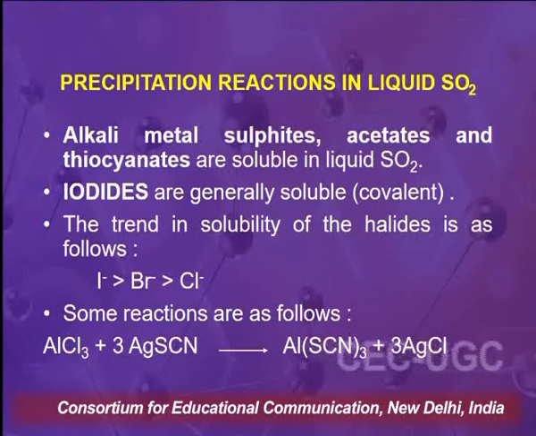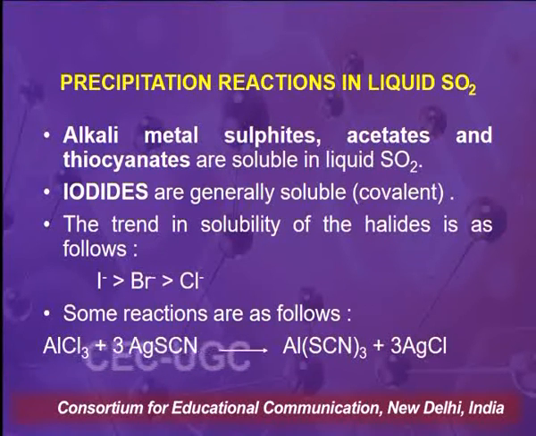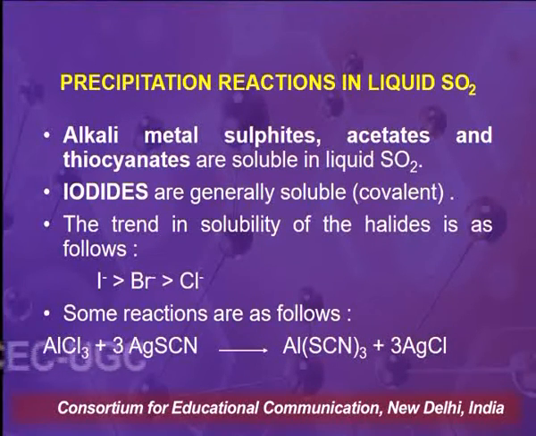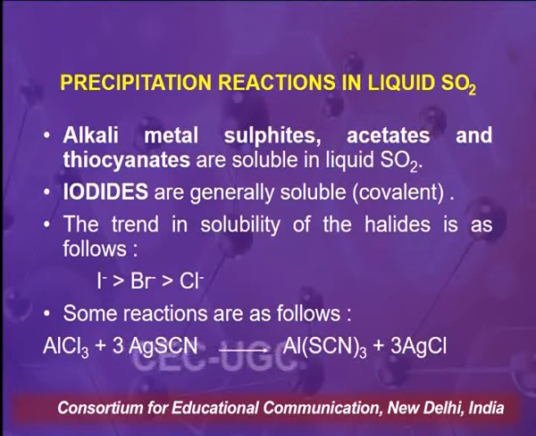And this is because of the difference in the nature, that is ionic nature and covalent nature. Iodide ions are the most covalent, so they will be soluble in liquid sulfur dioxide. Chloride ions are most ionic, so they will be most soluble in water. And to depict this, precipitation reactions are studied in liquid ammonia and some reactions are seen as follows.